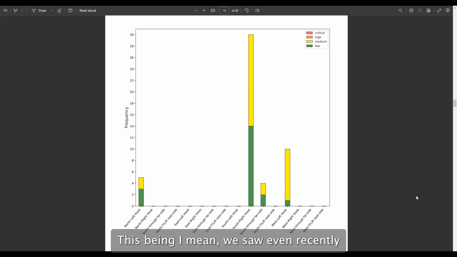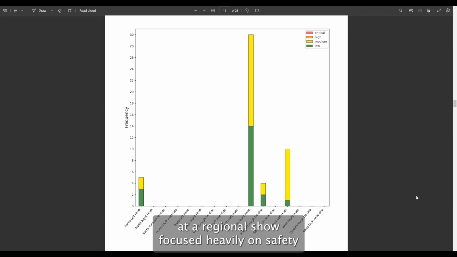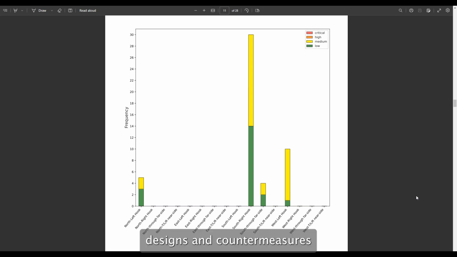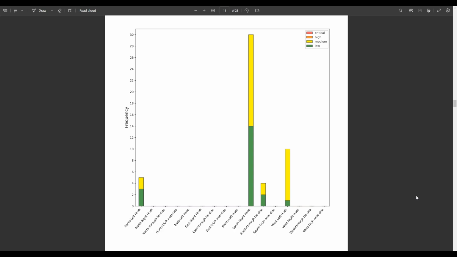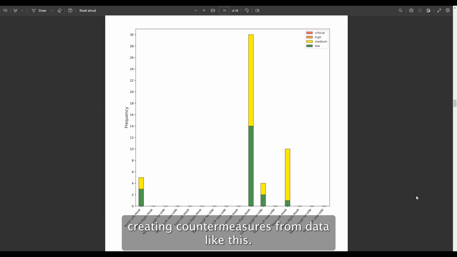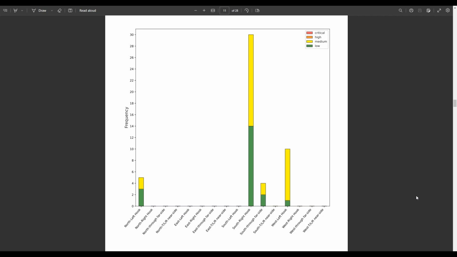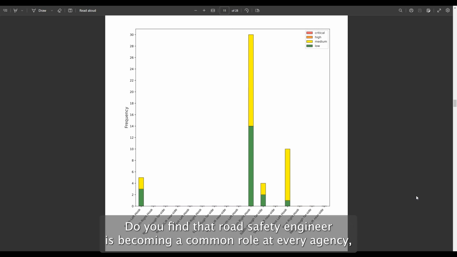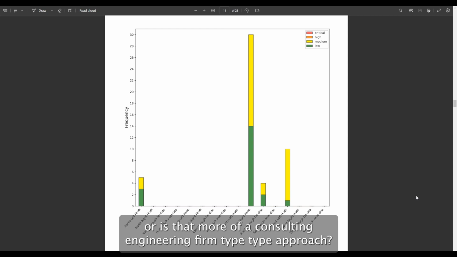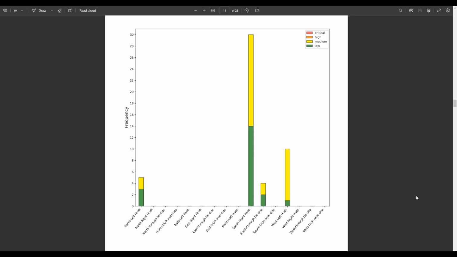That makes a lot of sense. We saw even recently at a regional show focused heavily on safety designs and countermeasures, a lot of very highly skilled professionals creating countermeasures from data like this. Seeing that was very impressive because there are a lot of talented folks out there. Do you find that road safety engineer is becoming a common role at every agency, or is that more of a consulting engineering firm type approach?